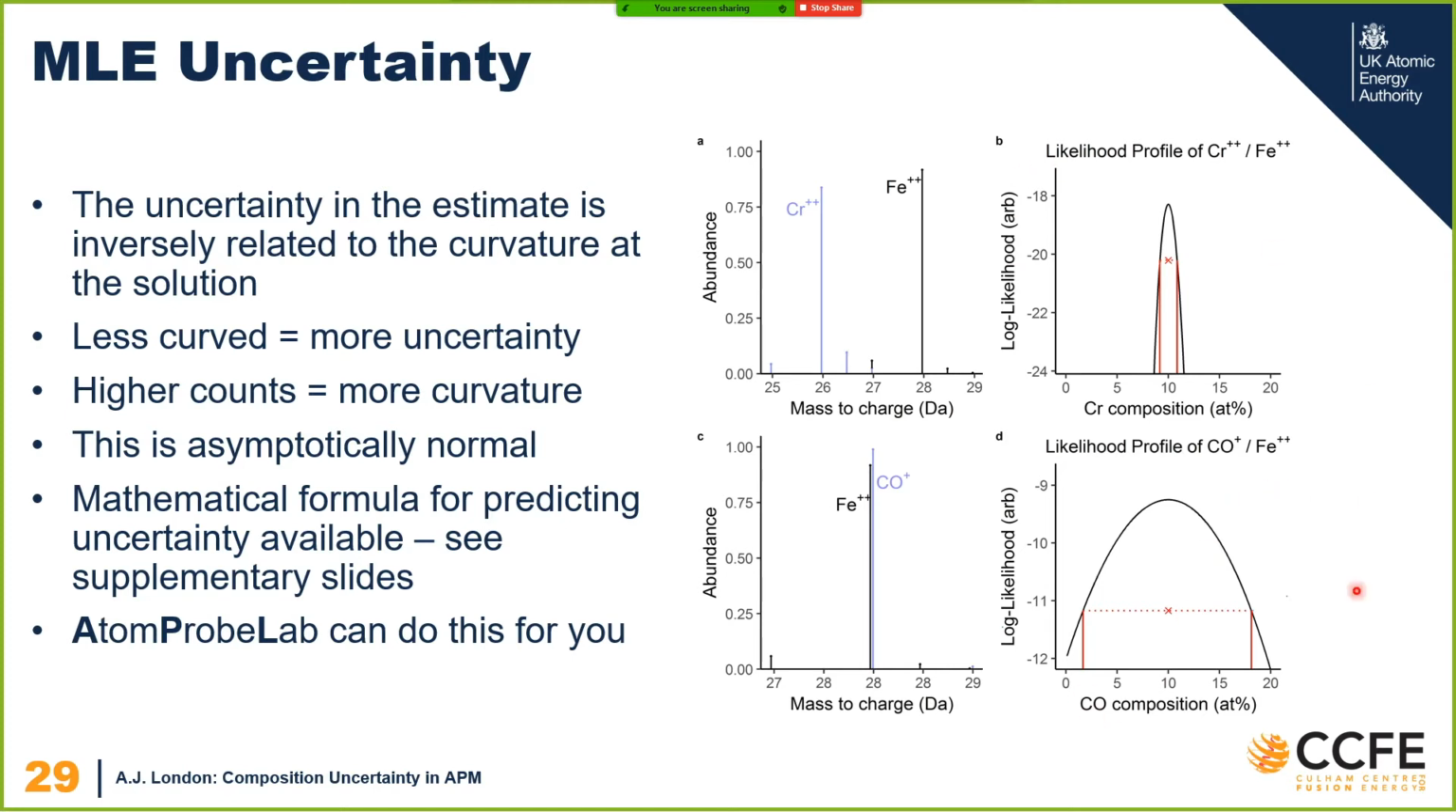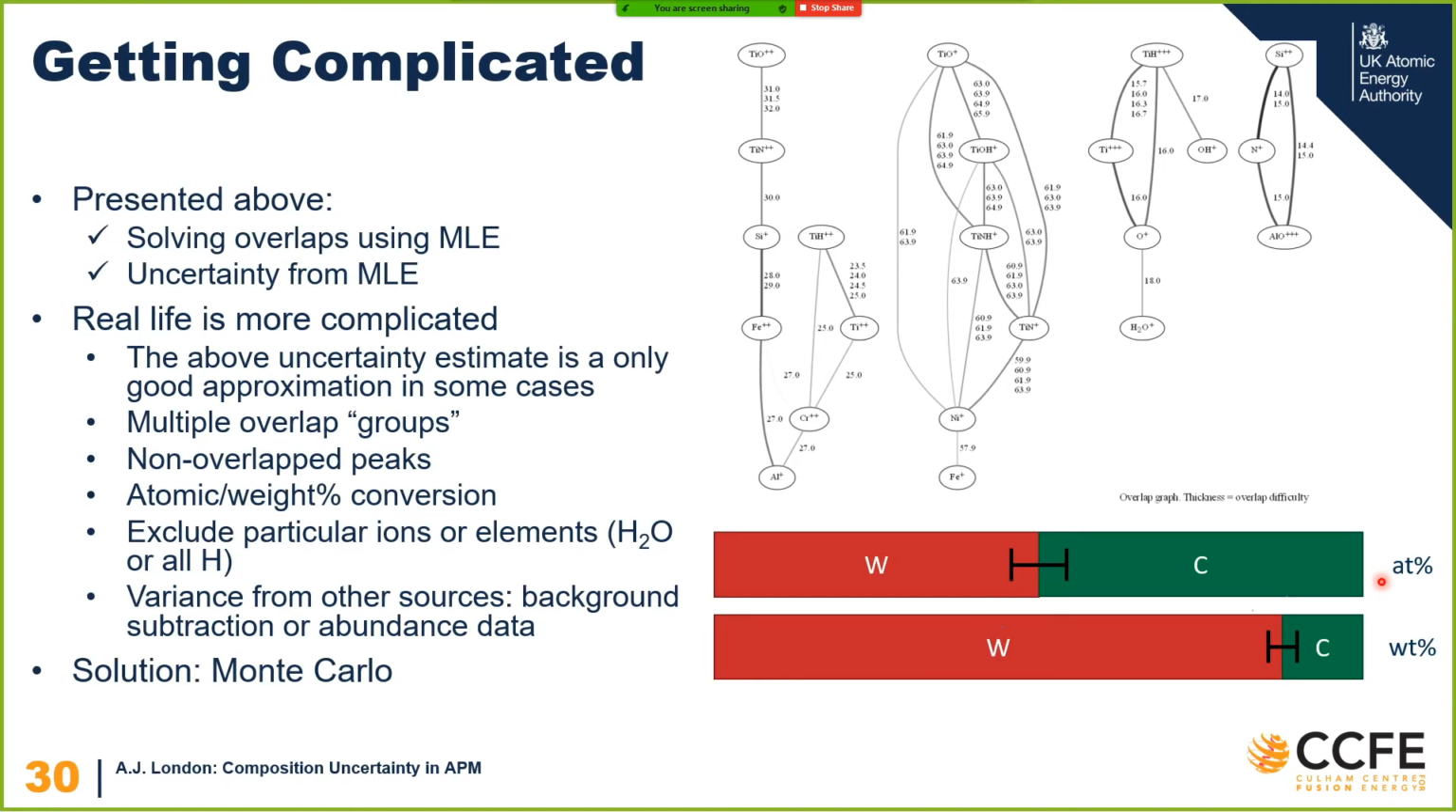And it's actually described mathematically: we get a distribution of compositions out rather than a fixed, certain value. So AtomProbe Lab can actually quantify this uncertainty for you, and when you get error bars, the error bars take into account these effects. Yeah, there's your confidence interval. So real life is actually slightly more complicated.